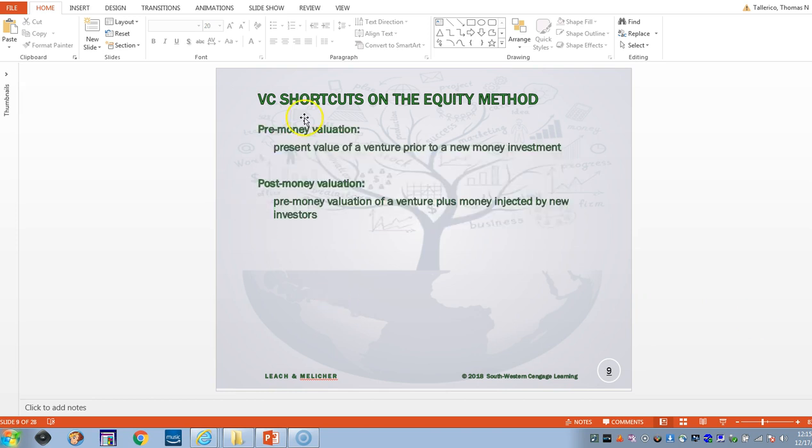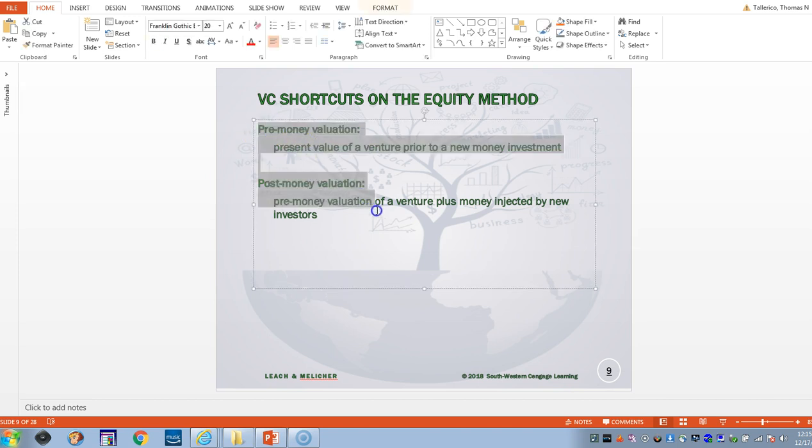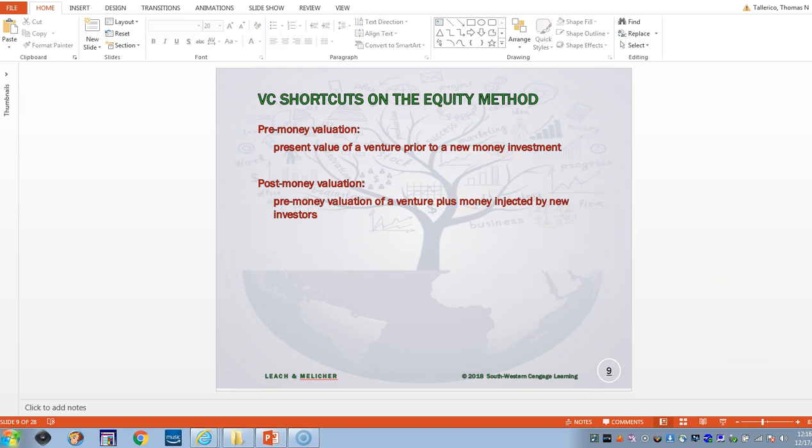All right, we've seen this already. We have pre-money valuation, right? This was in the previous chapter. And post-money valuation. These are important definitions here. So this is the present value of a venture prior to a new money investment. And this is the valuation plus the money injected by new investors. And we've seen that definition already.